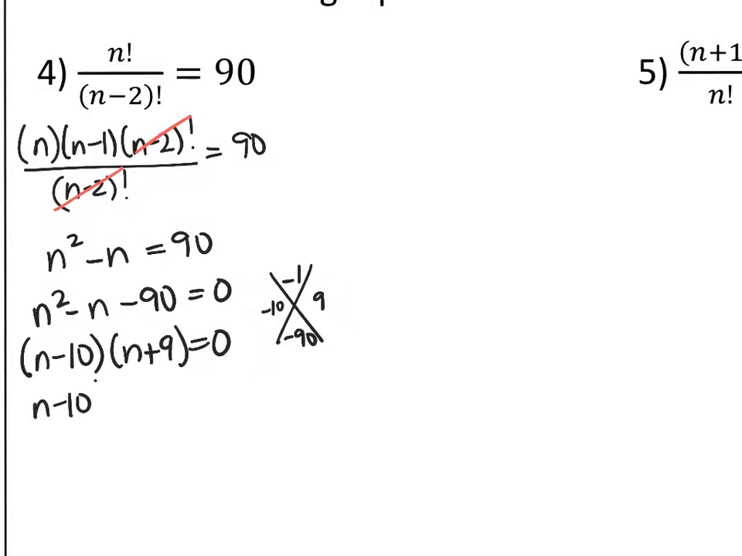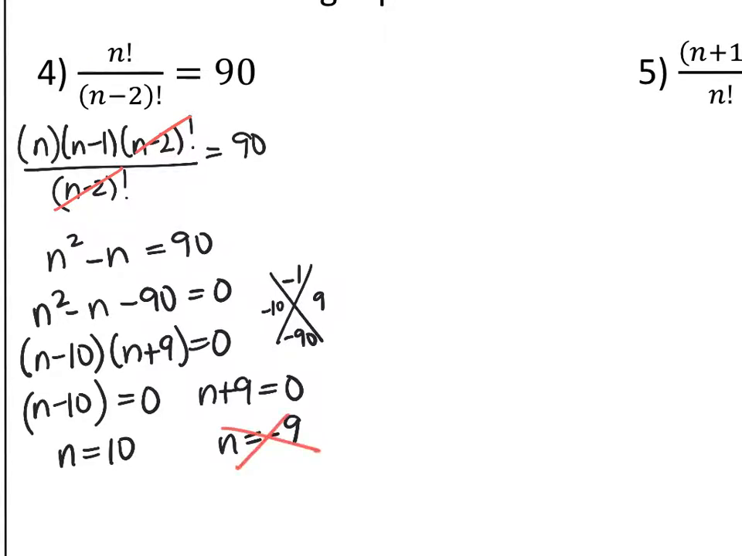So if these two things equal 0 when I multiply them, then one or the other must be equal to 0. So I'm going to add 10, n equals 10, or n equals negative 9. Well, from the definition of a factorial, if you go back to the beginning and put in negative 9 for n, we can't have a negative factorial number. It's only the natural numbers. So that is not a solution. So n is equal to 10.